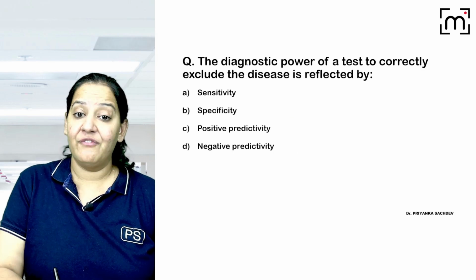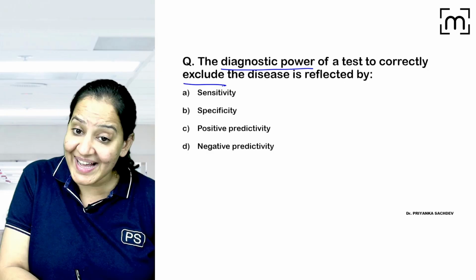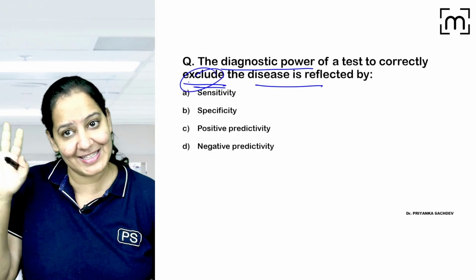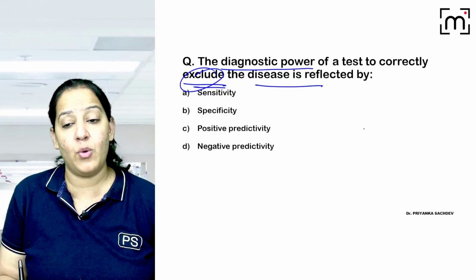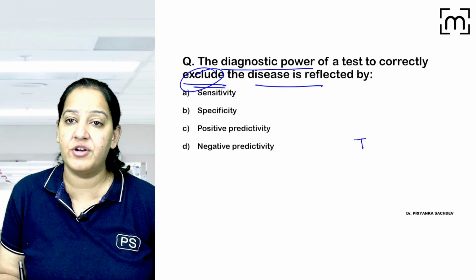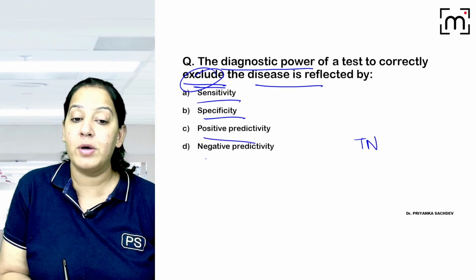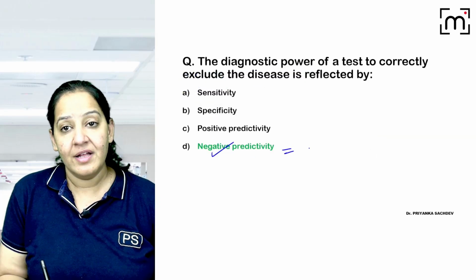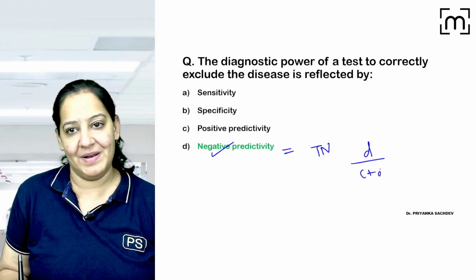The next question is in front of you. The diagnostic power of a test to correctly exclude the disease. Exclude the disease means they want to detect the true negative. So what do you say? Is it sensitivity, specificity, positive predictive value, or negative predictive value? Of course, it is negative predictive value, which detects the true negative. That is D upon C plus D.